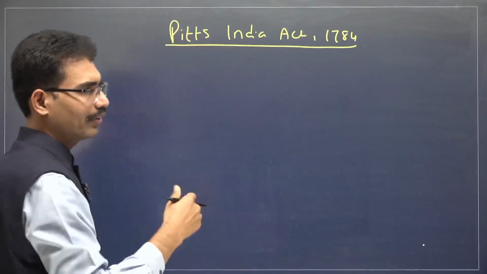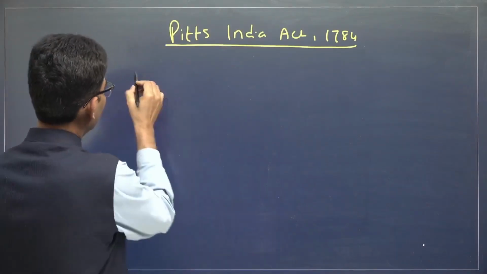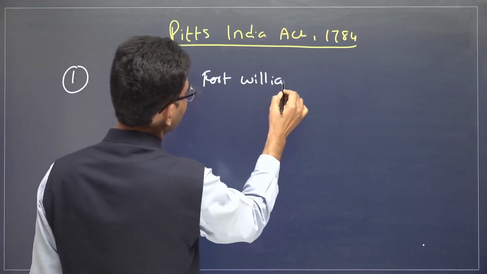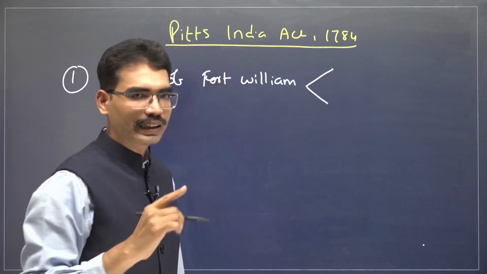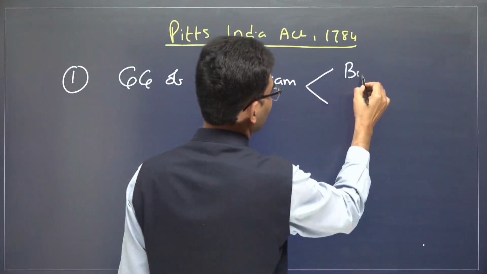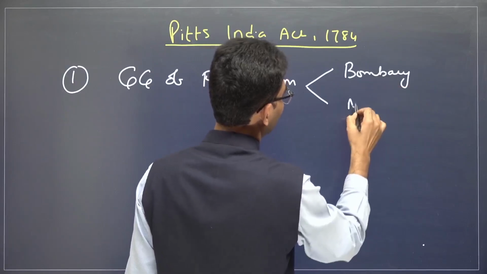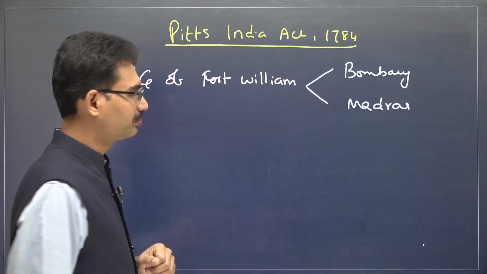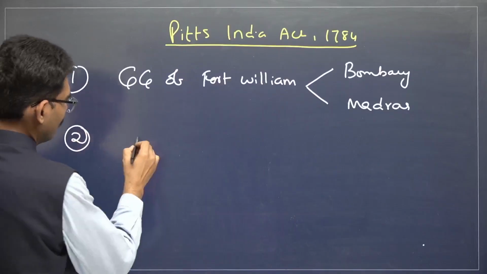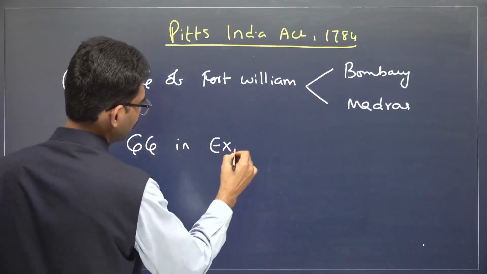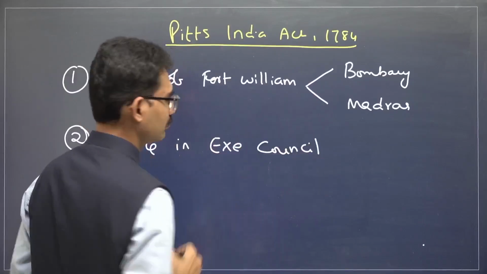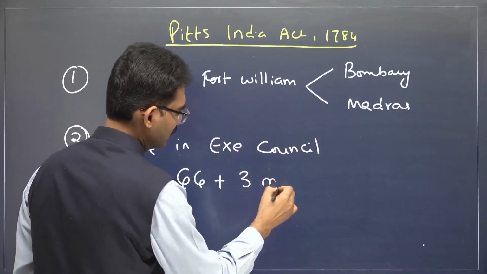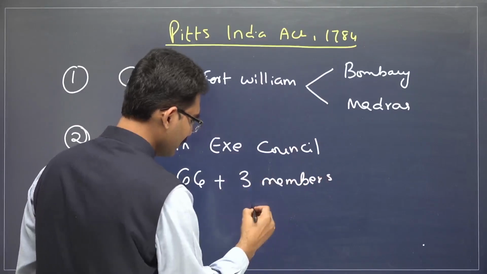Now, the Governor General of Fort William, continue. The Governor General of Fort William was given clear-cut powers over Bombay and Madras. One confusion removed. Second one, Governor General in Executive Council. The organization will be there, but now only 3 members.